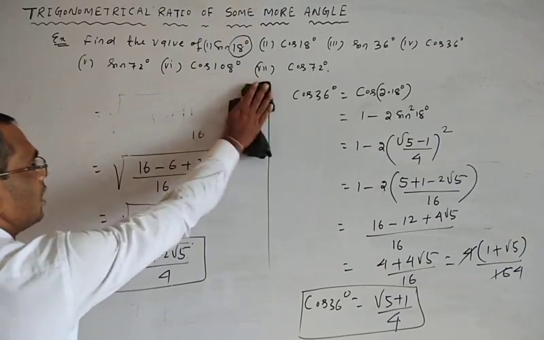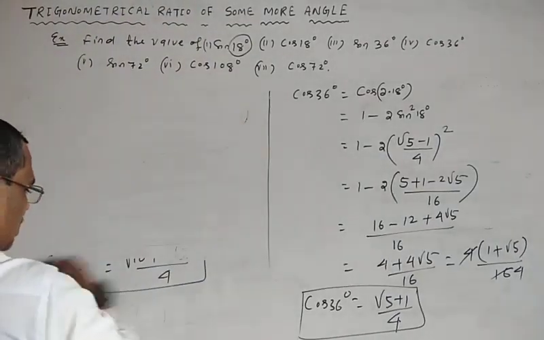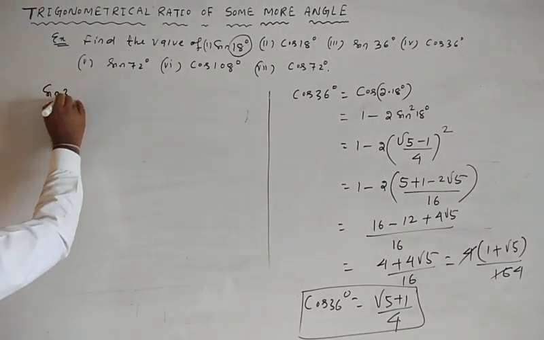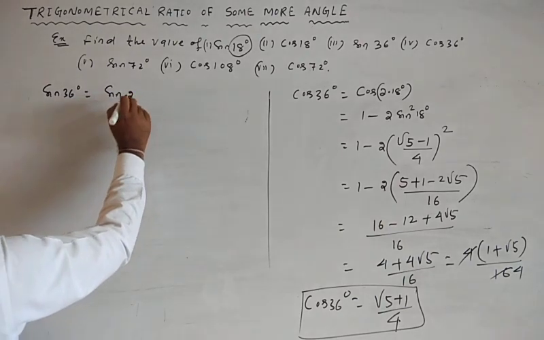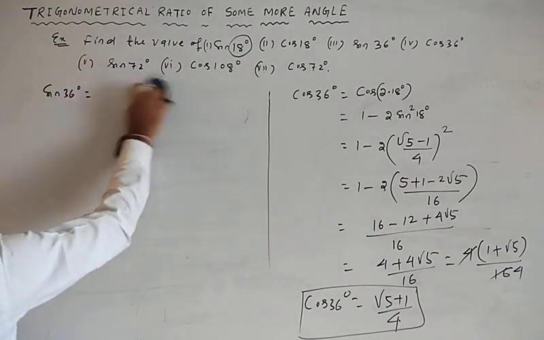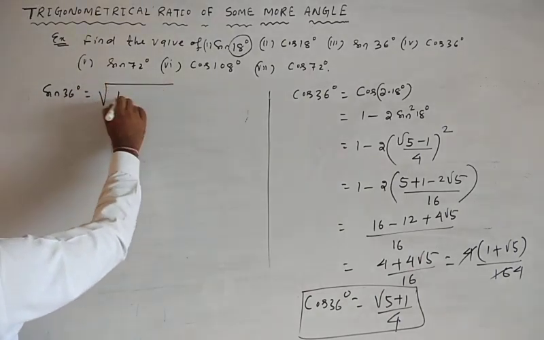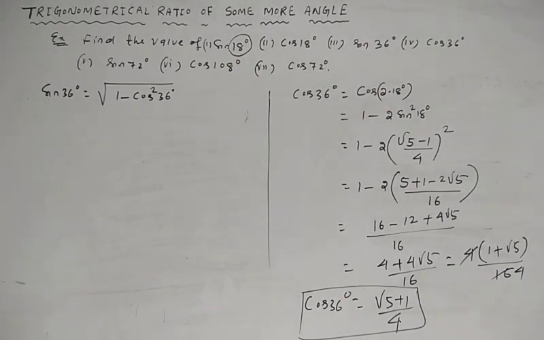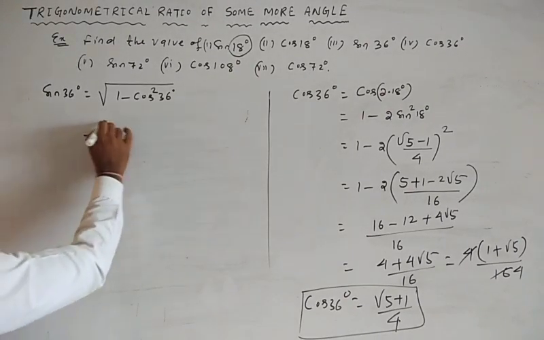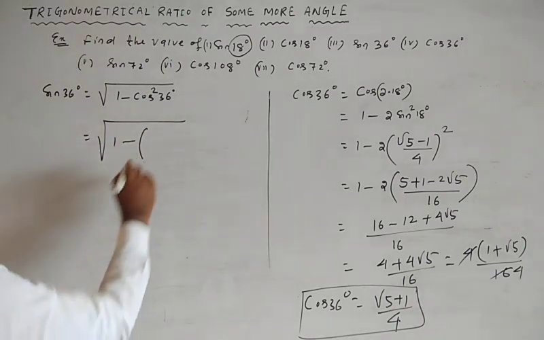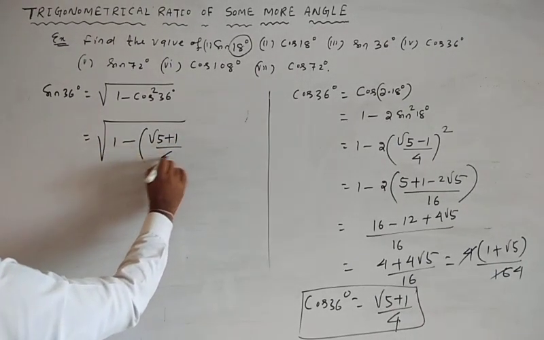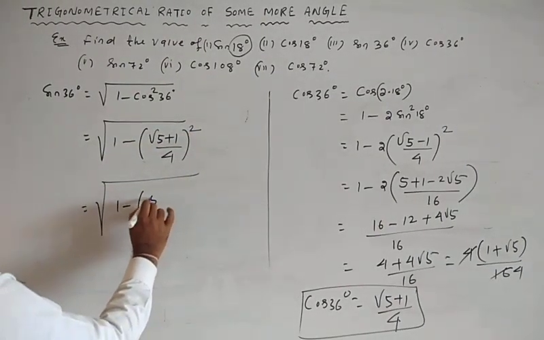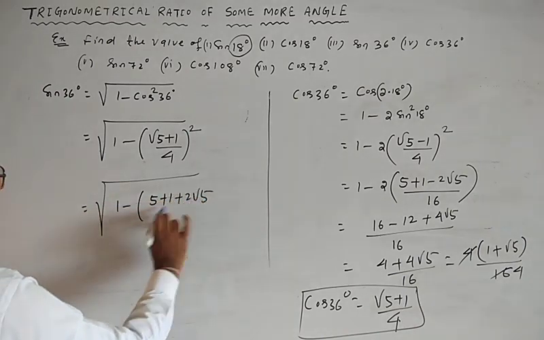Next we calculate sin 36 degrees. Sin 36 degrees is equal to root over 1 minus cos square 36 degrees. What is cos 36? This is equal to root 5 plus 1 by 4 whole square. So this is equal to root over 1 minus (5 plus 1 plus 2 root 5) by 16.